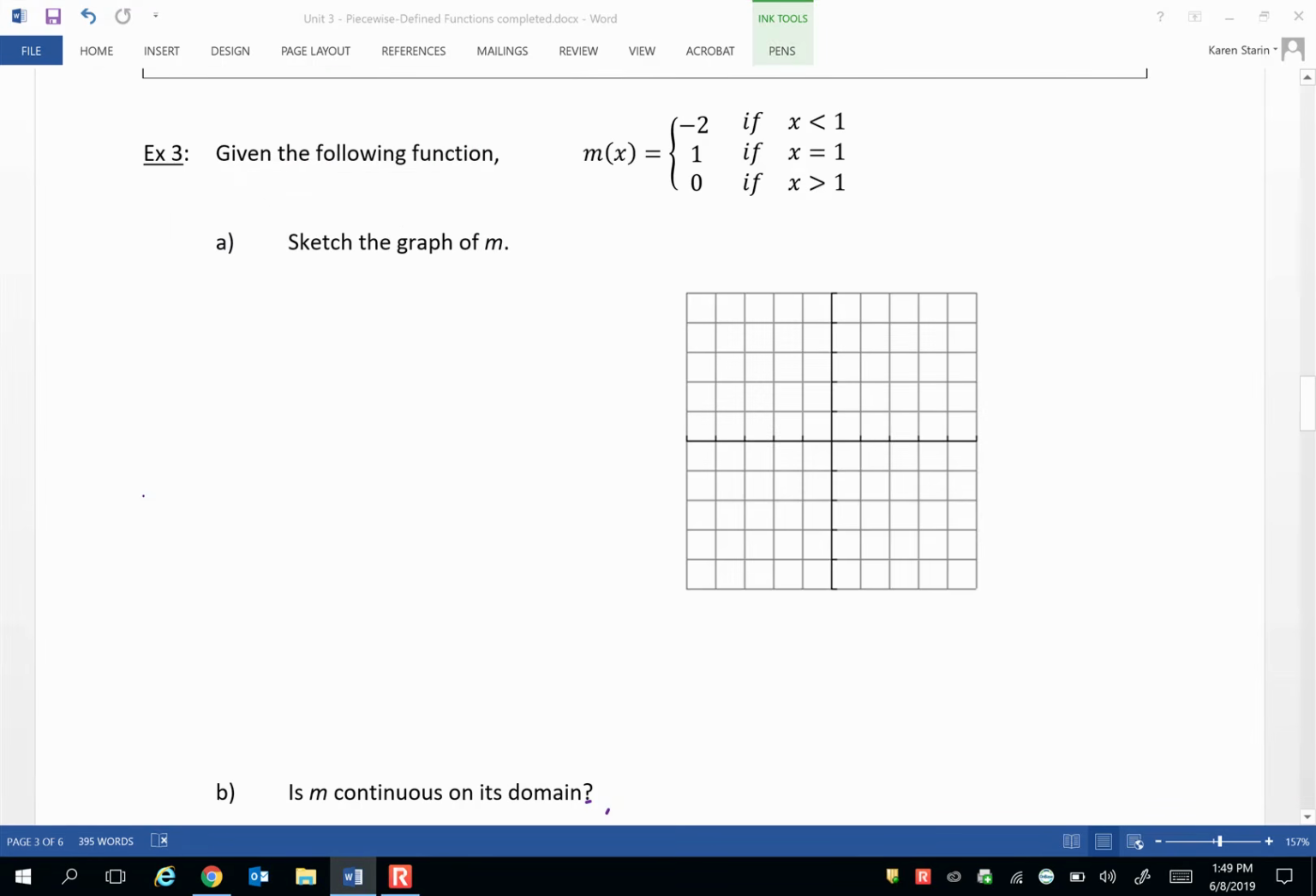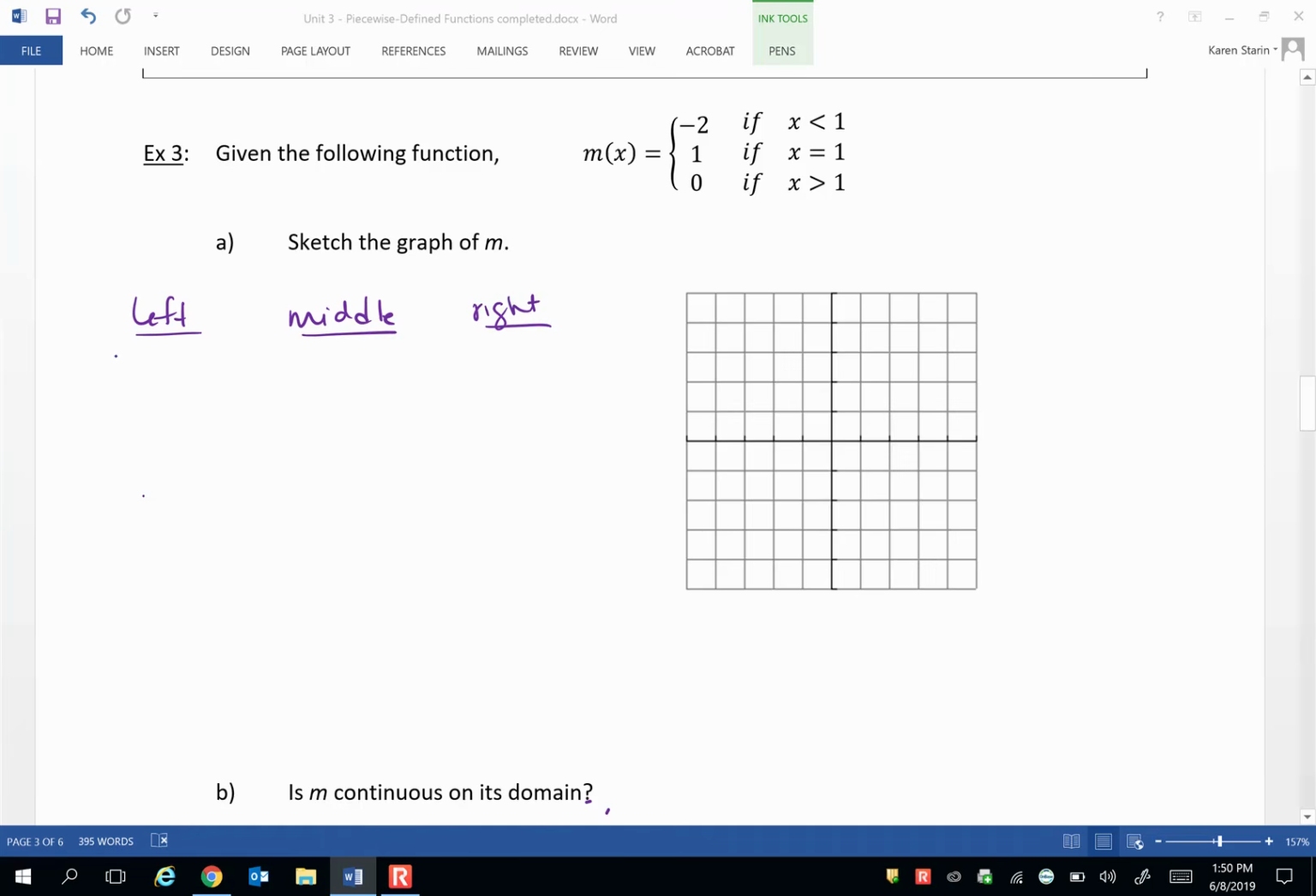Example 3. Given m of x equals -2 if x is strictly less than 1, 1 if x actually equals 1, and 0 if x is strictly greater than 1, I can see this piecewise function has 3 pieces. So all 3 pieces look like they'll be a constant function, except for that middle piece. It's actually just going to be a point because it's only defined for exactly one domain value, and that value is 1. So let's look at these 3 pieces. We'll call it the left, loosely call that the middle, and the right.